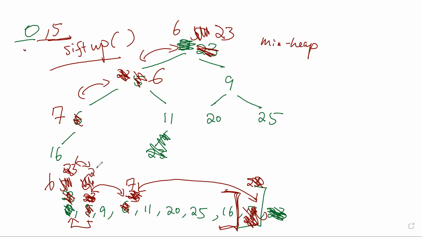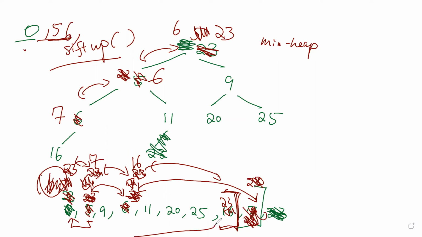So then 6, 23, and then same thing, 7 and 23. And then 23 and 16, so 16 and 23. So you're going to keep this swapping, and you get 6, the minimum one, at the first. So next you can remove this 6, and then you need to bring the bottom one back to the first, and do this again.